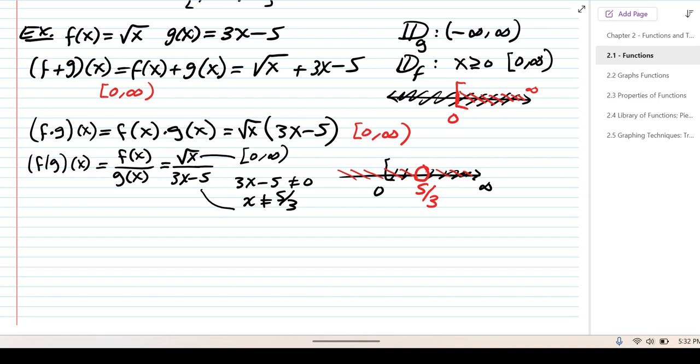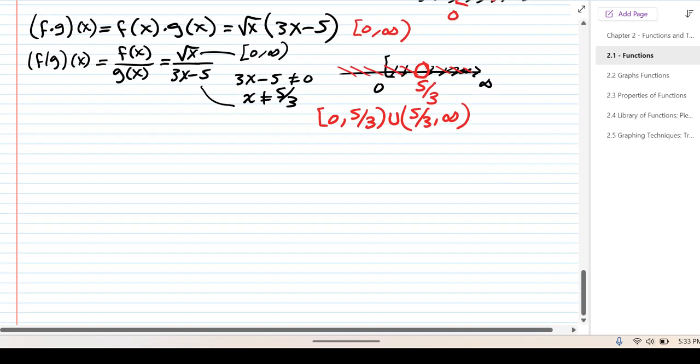So, what is the domain of the quotient? It's going to go from 0 up to 5/3, parentheses, union, and then pick up just to the right of 5/3 all the way to infinity. And that would be the interval notation for it. Okay, and there you have that.